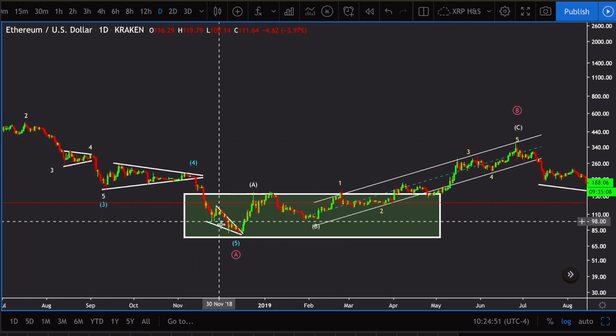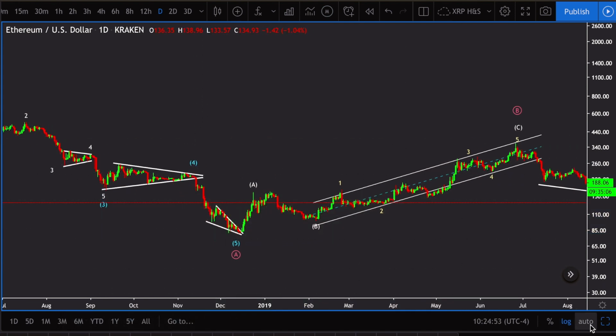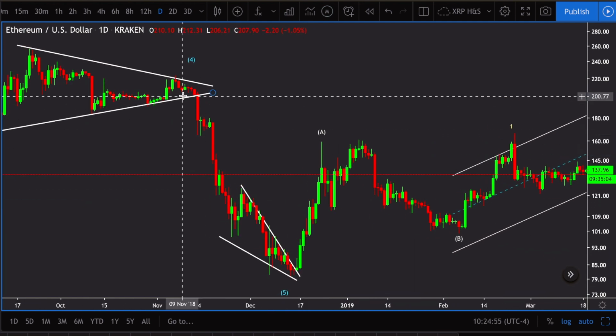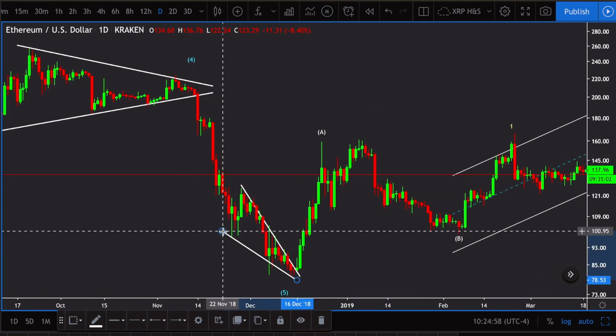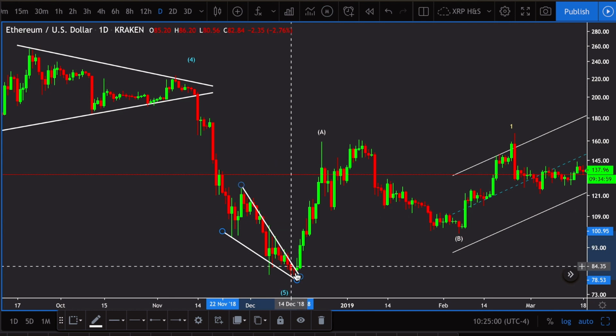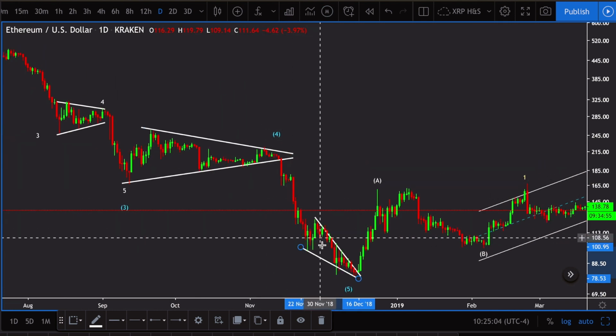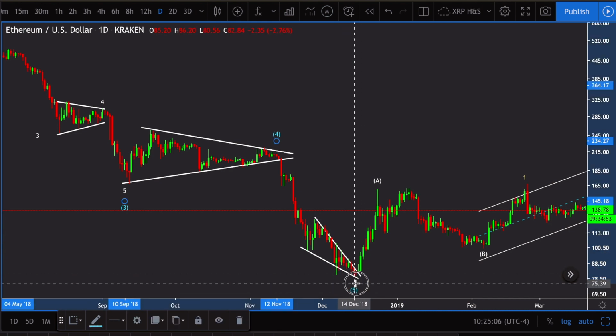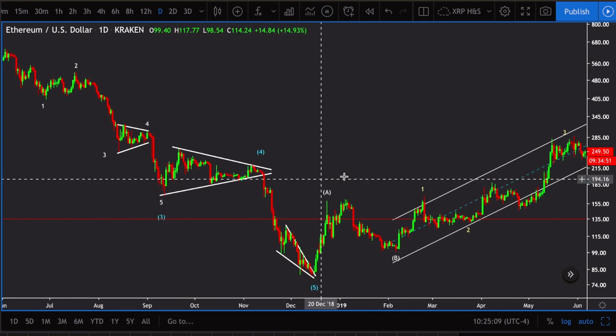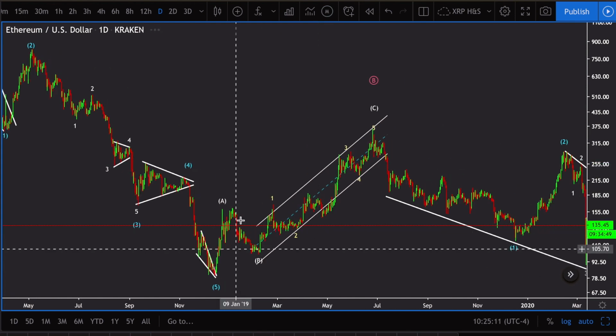After 4 came 5. And that fifth wave was an ending diagonal with an extended wave 1, then 2, 3, 4, 5. Or you can count that 1, 2, 3, 4, and then this was all the ending diagonal. It doesn't matter. It was an ending diagonal. We broke out and started the impulse upwards.